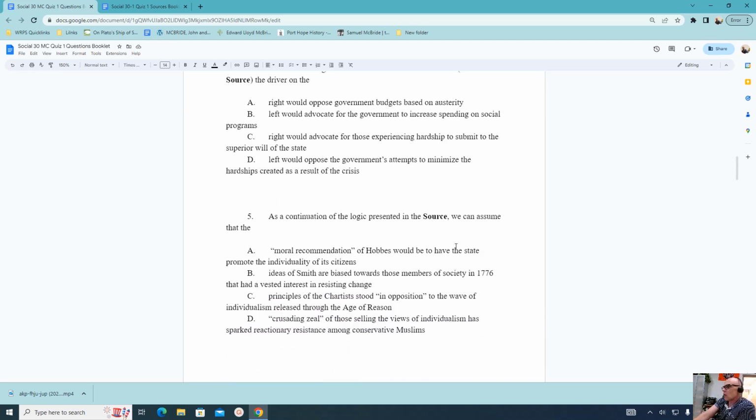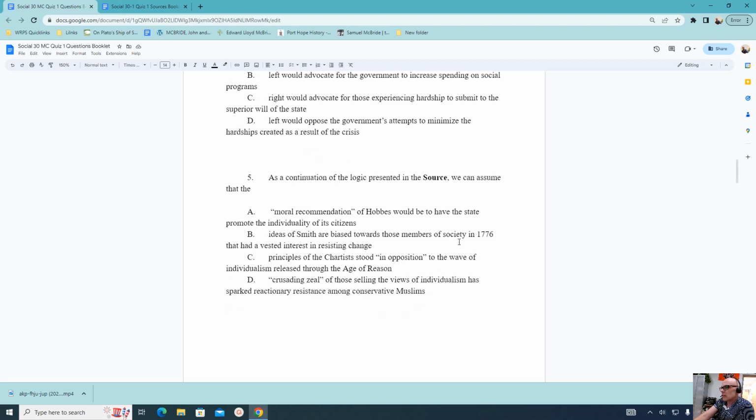As a continuation of the logic presented in the source, we can assume that the moral recommendation of Hobbes would be to have the state promote the individuality of the citizens. Well, that's the opposite of what Hobbes wanted, unless moral recommendation is used ironically or something. The ideas of Smith are biased towards those members of society in 1776 that had a vested interest in resisting change. Capitalism was innovative in 1776, so I don't see that. Principles of the Chartists stood in opposition to the wave of individualism released through the Age of Reason. No, they wanted more democracy.